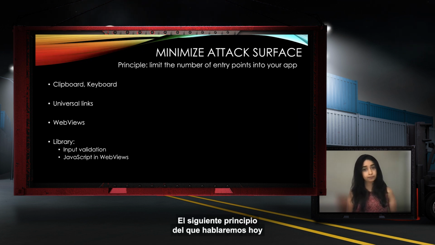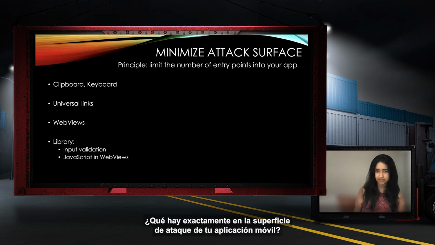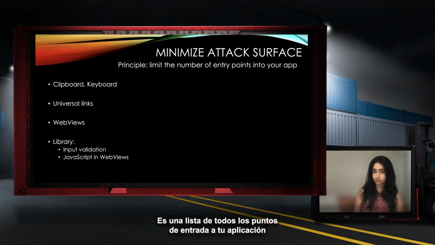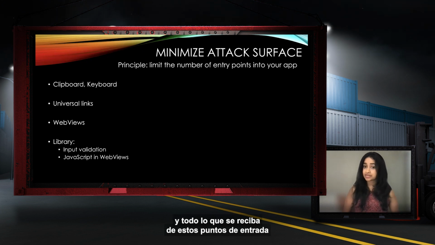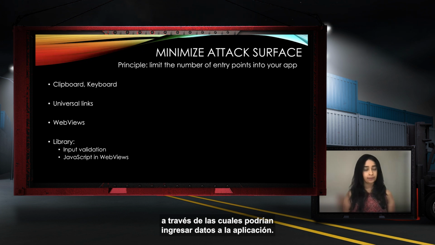The next principle we'll talk about today is called minimizing the attack surface. What exactly is an attack surface in your mobile app? It is a list of all entry points into your application through which an attacker can launch exploits. So ideally, you want to keep this really minimal, and anything that you're receiving from these entry points should be thoroughly validated. A mobile application has several sources through which data could enter the application.